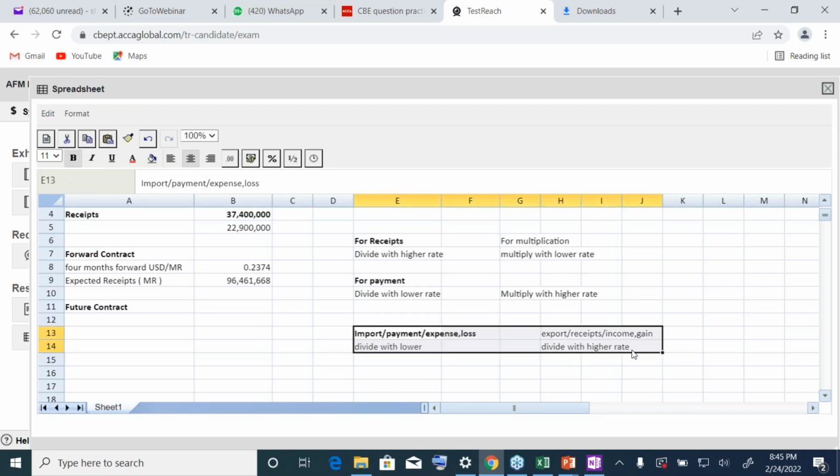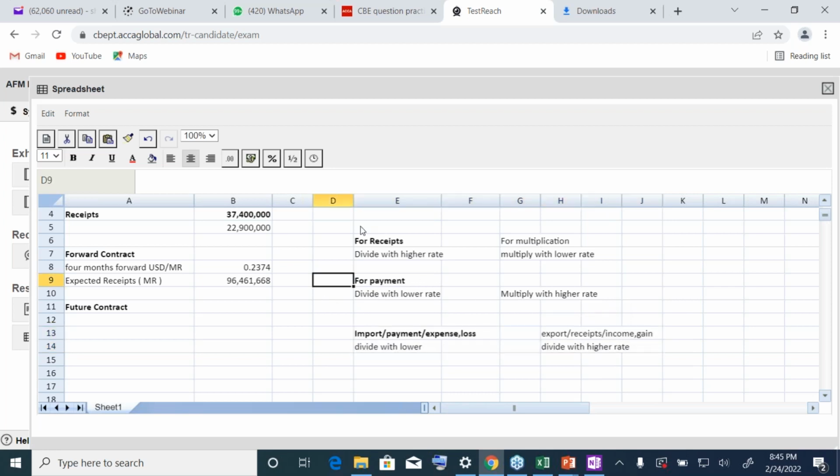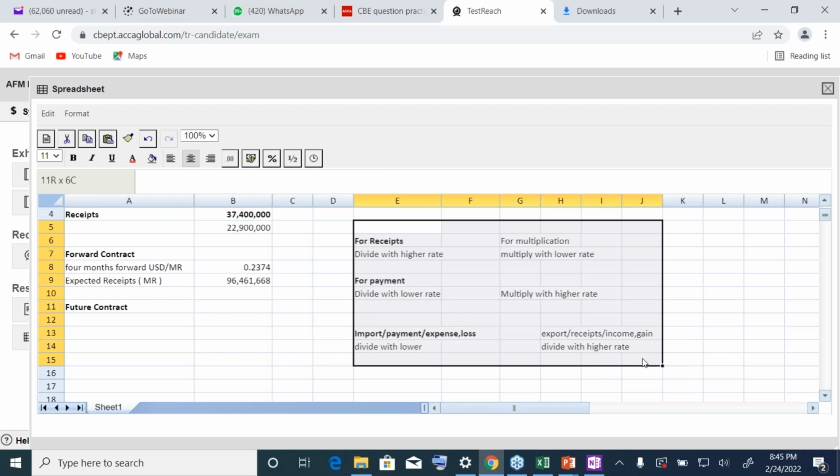These two rules will never disappoint you in AFM. They will be applicable everywhere in AFM. So, as I'm raising this, if you want to take the screenshot, please take.